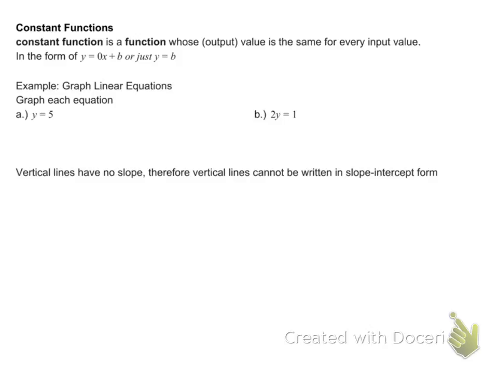The next thing we want to talk about are called constant functions. A constant function is a function whose output value is the same for every input value. And it's always in the form of y equals 0x plus b. There's no slope. It's a horizontal line. And so if I have 0 times x, which is 0, I don't have to write it. I just write it as y equals b. So y equals the y-intercept, which means it's a horizontal line at the y value it's associated with.